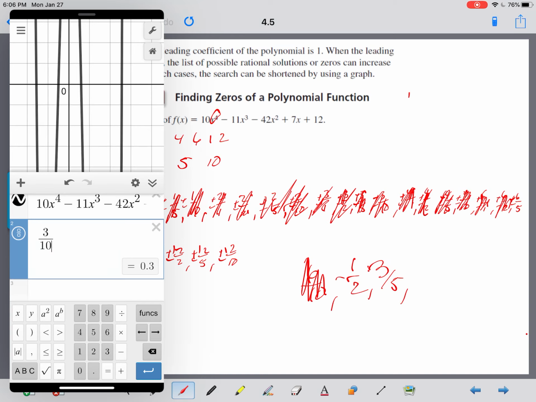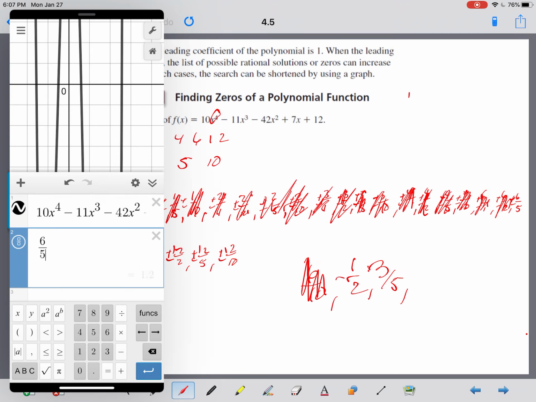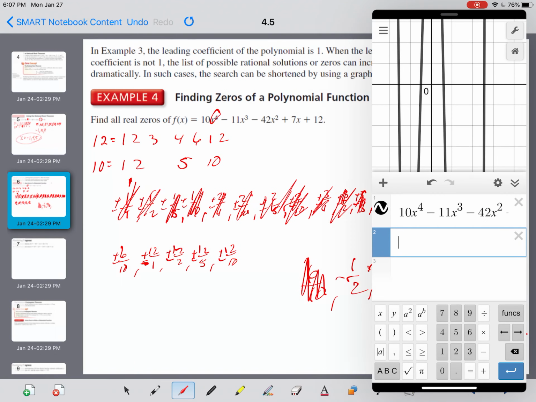6, 3. What about 6/5? 6 divided by 5 is 1.2, getting closer. But we're out on those. 6/10 we already wrote down, so we know it's that one. 12. 12 divided by 2 is 6. 12 divided by 5 is 2.4. And let's see, 12 divided by 10 is 1.2.